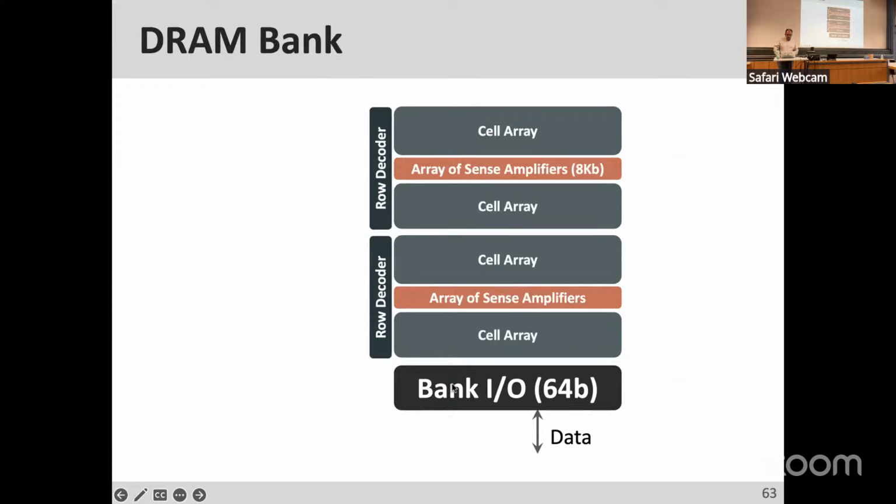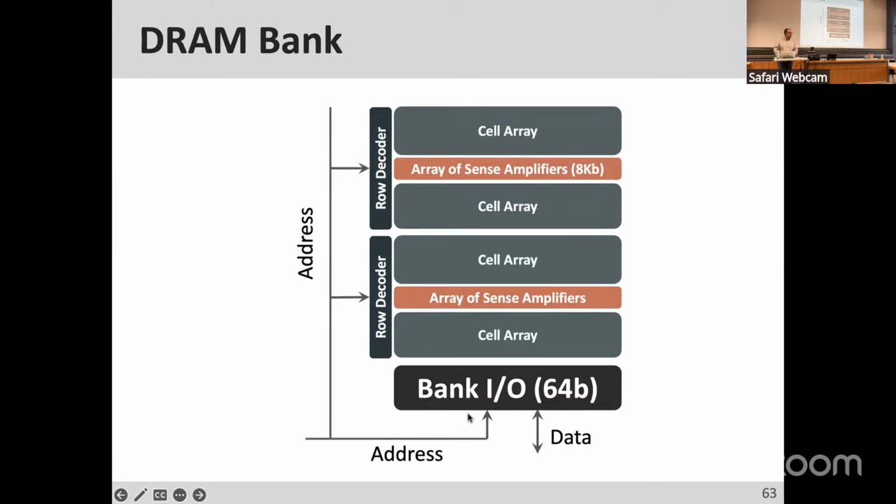You also have a bank IO here. There is some global IO circuitry. After you read your data through the sense amplifier or row buffer, when you want to get the column address, you move the corresponding bits or column through this bank IO to get the data to the processor. So you apply the row address to your row decoder, and you apply the column address to your bank IO, and then you get your data out. Make sense?